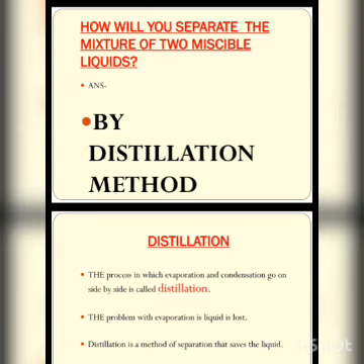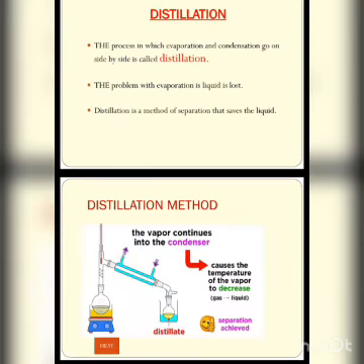Now, what is the use of the distillation method? The distillation method is used mainly for the separation of two miscible liquids having different boiling points. The most common example is water and alcohol. But in the case of milk and water, I told you it is a miscible liquid, but both have the same boiling point, around 100 degrees Celsius. In the case of water and alcohol, they have different boiling points. So the distillation method is mainly used for those miscible liquids that have different boiling points.